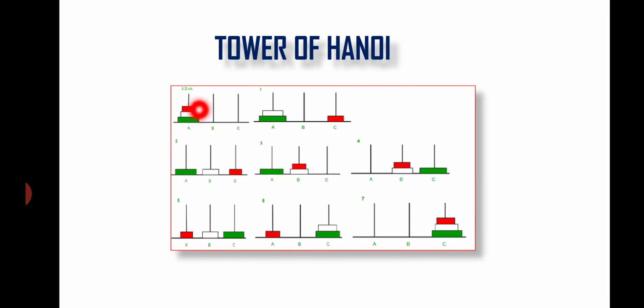At a time we are picking one disk. A larger disk can't be put on a smaller one, and at a time we pick only one disk. Applying the concept, this one will be shifted to this one. Steps 1, 2, 3, 4, 5, 6, 7. Within 7 steps, the 3 disks will be shifted.